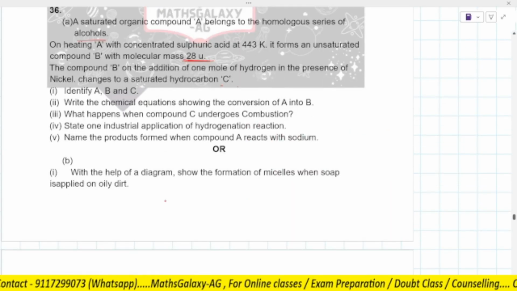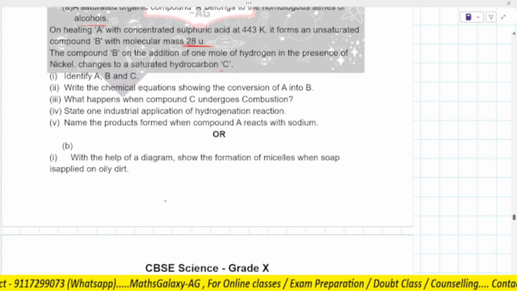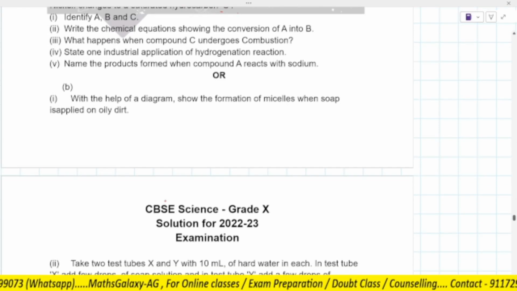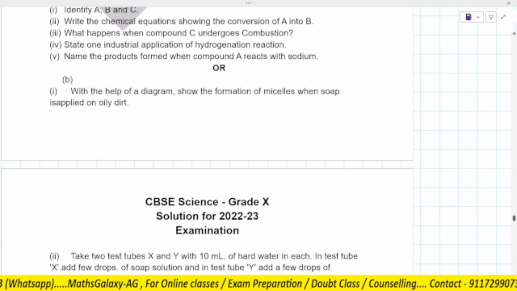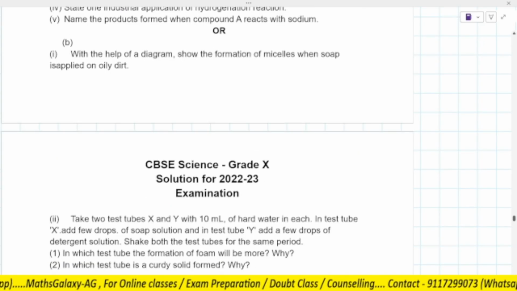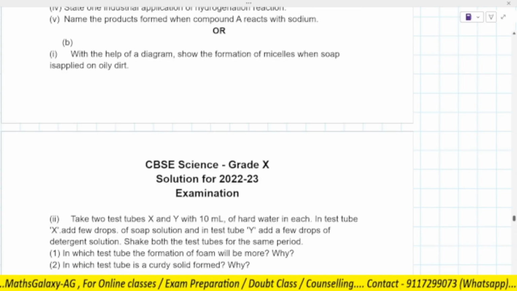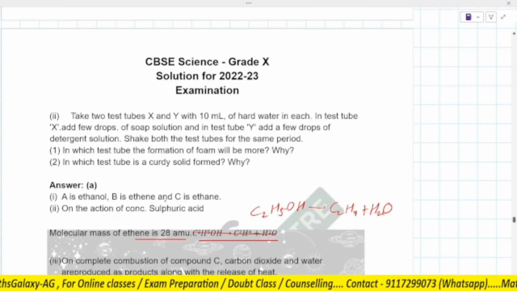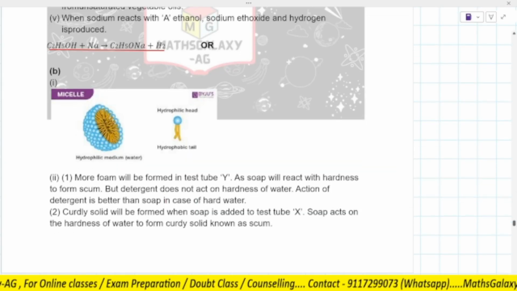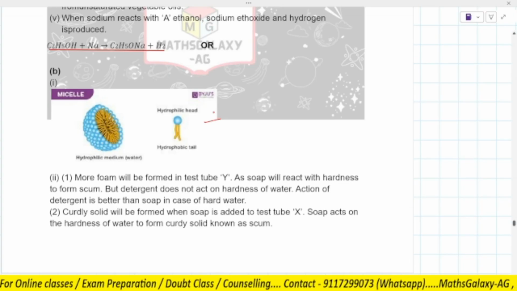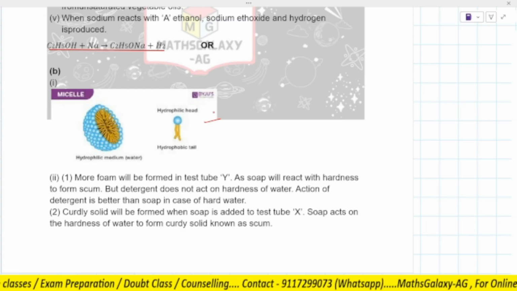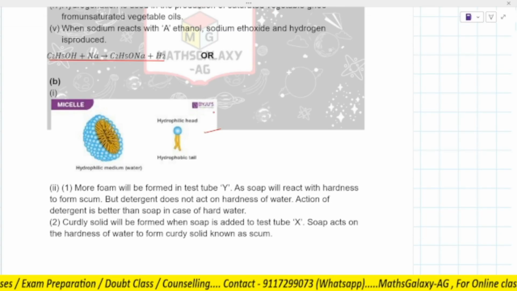Now let's see the second part, that is part B. With the help of a diagram, show the formation of micelles when soap is applied on oily dirt. This one we have already learnt in yesterday's session in carbon and its compounds. So you can easily do it now. You can draw this diagram, or you can also draw the diagram which I showed you in yesterday's class.